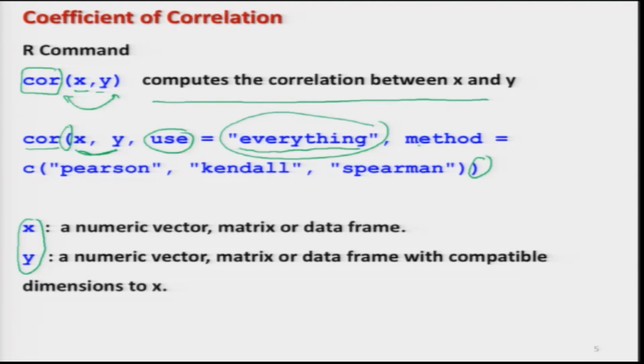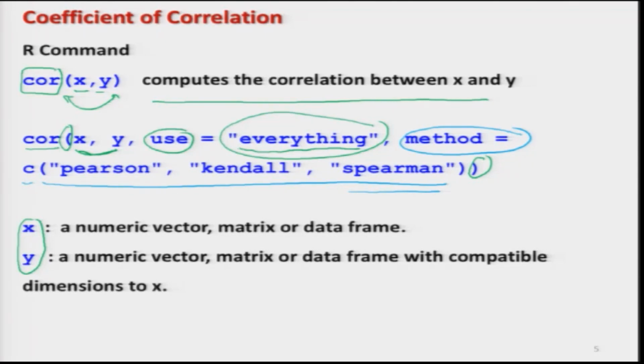After this, there is another option here, which I am now denoting in blue color so that you can see clearly. This is the method, and inside the c command, inside the argument, I am writing 3 options: Pearson's, Kendall and Spearman. Actually, there are several types of correlation coefficient.